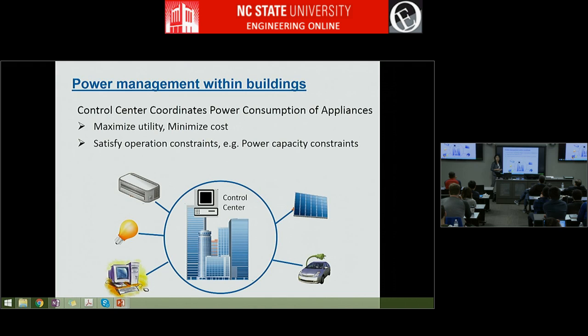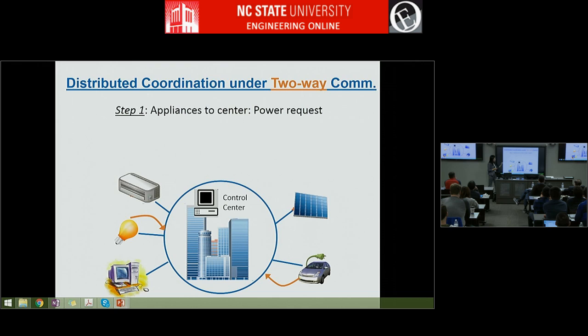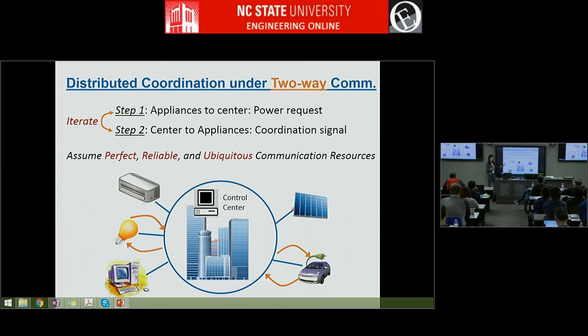Let's look at this smaller scale problem and at what people usually do: two-way communication. From the control center there's a hub. Every person can send information to the hub, and the hub can send information back. To coordinate, this can still be an iterative process until everyone reaches a good point. We see this assumption when people derive algorithms in the literature: it's usually assumed there is perfect, reliable, ubiquitous communication resource over the smart building.